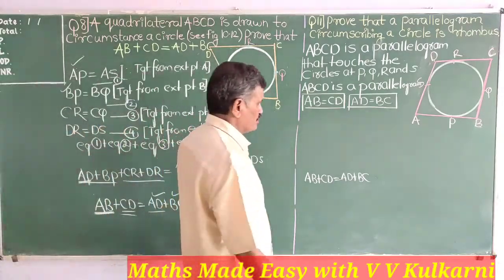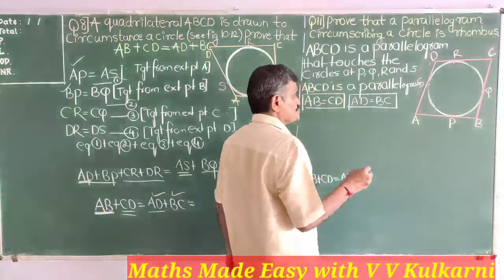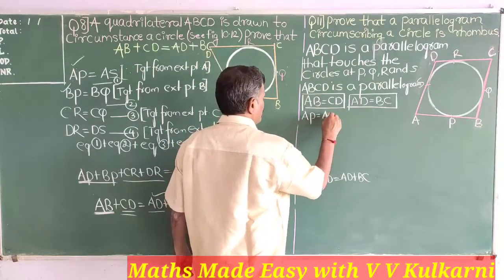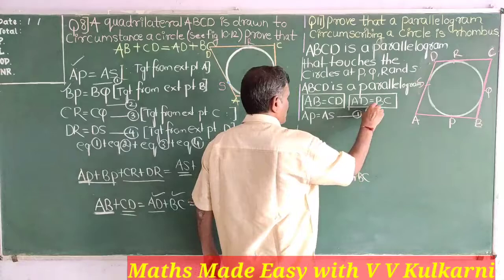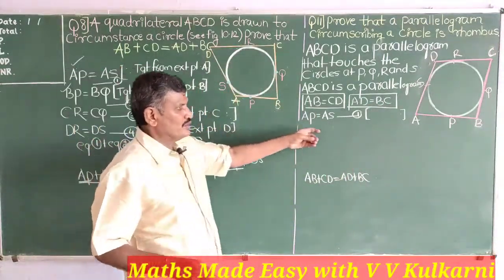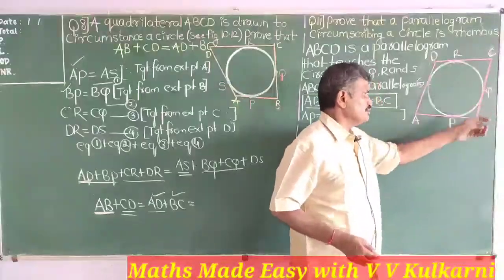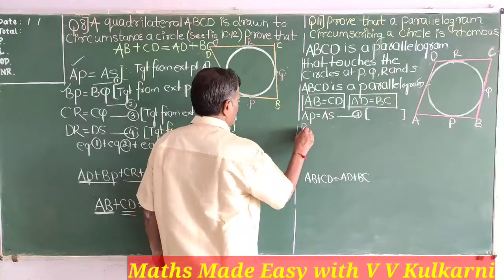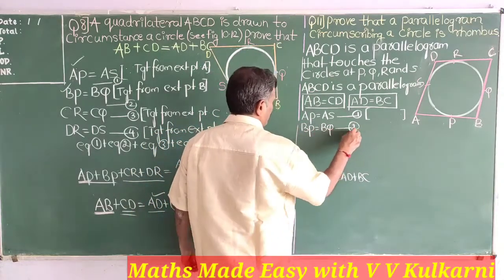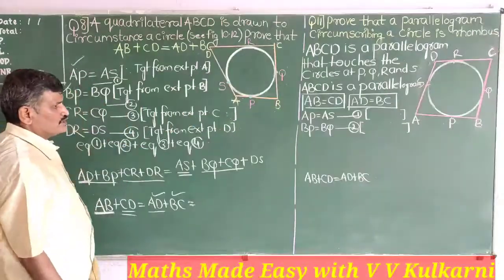Now I have told you already, if you want AB, then you have to write AP is equal to AS. Same, tangent from external point, AP is equal to AS. And children, I think now you know what you should write. Tangent from external point A. Then again BP is equal to BQ. Again, I hope you are smart enough to write the reason. Same step. See here, this problem and this problem, they are same.